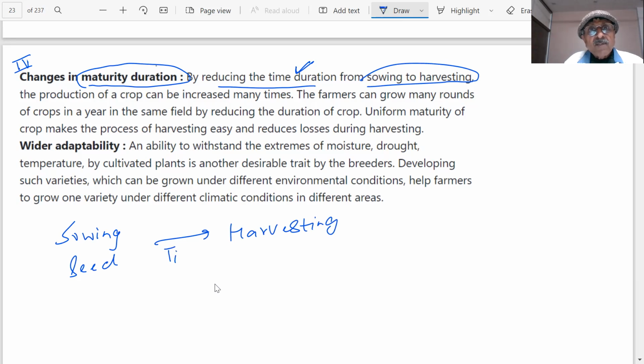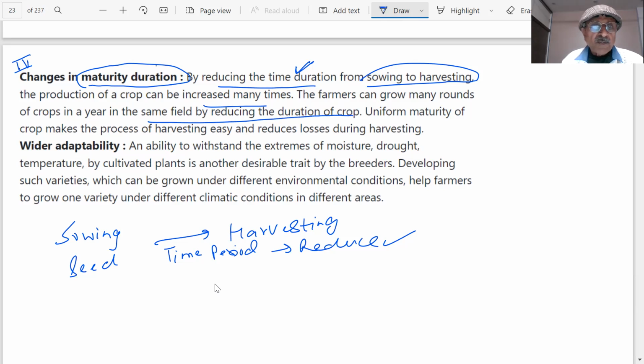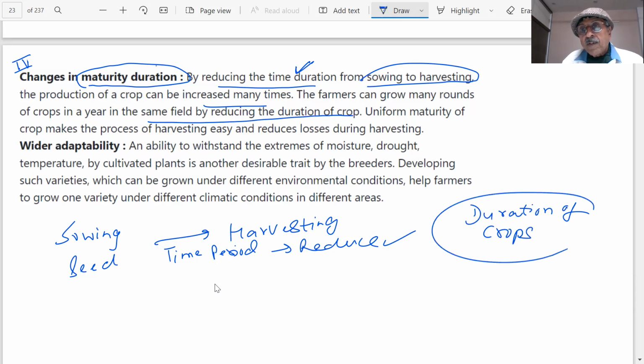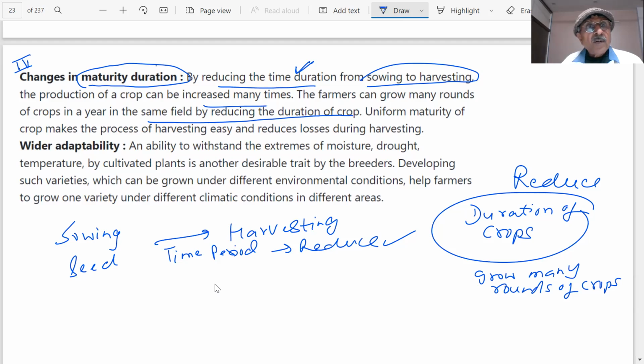Yes, sir. The time period is important. So do we want to reduce it or increase it? Reduce it. If it takes a long time, again there is a problem. The production can be increased many times if we reduce the time duration. Farmers can grow many rounds of crops in a year in the same field by reducing the duration of the crop. So the duration of the crop is very important. In one year, you can then grow many rounds of crops.